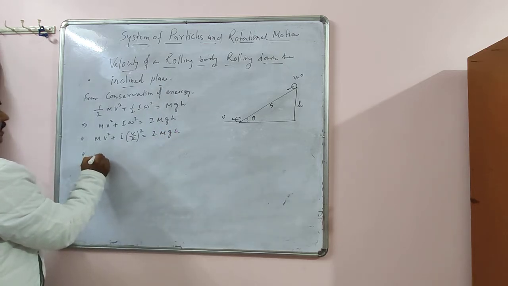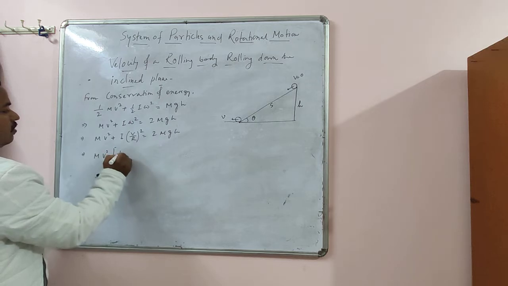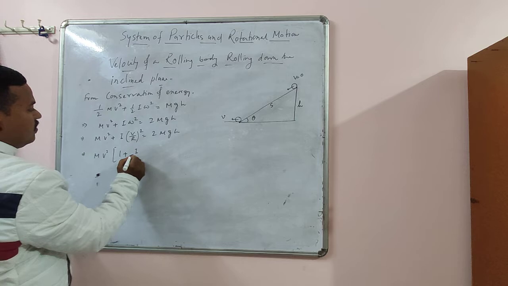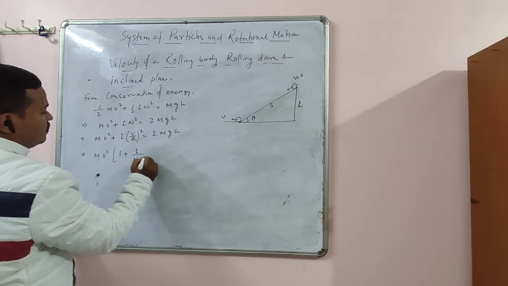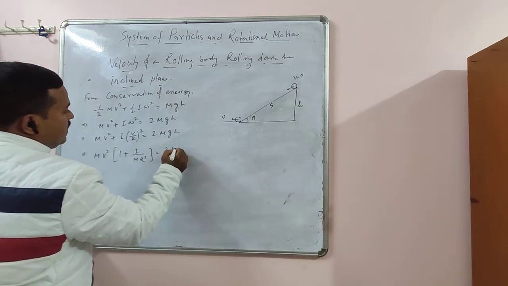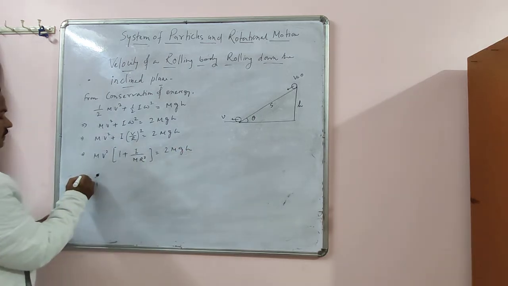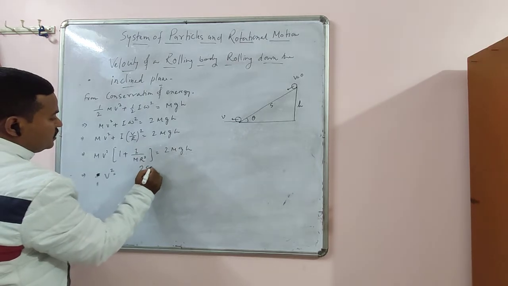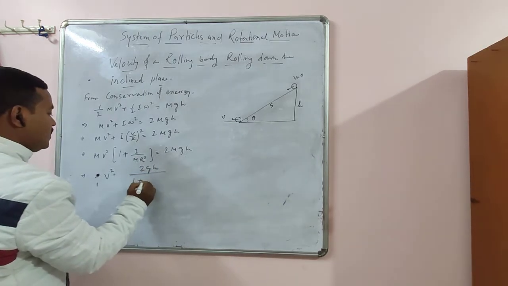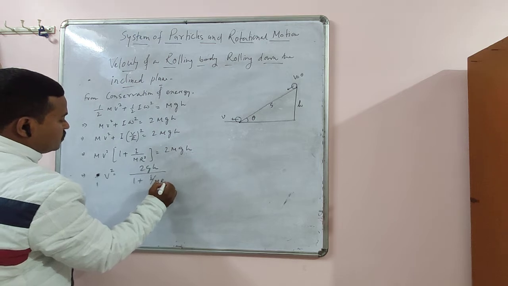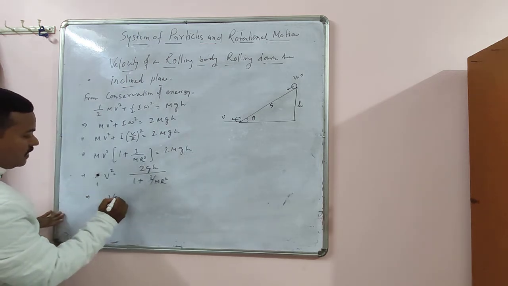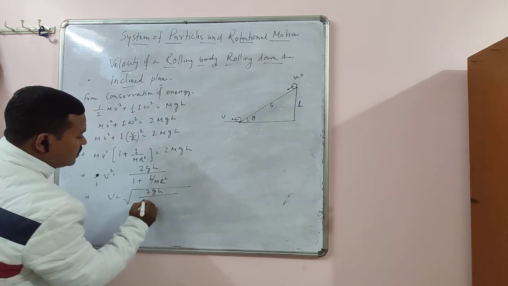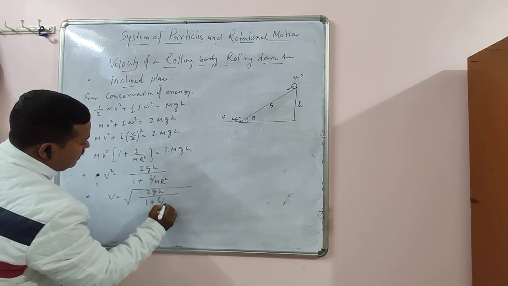From here you can take m v square common. It will be 1 plus I by m r square, equal to 2 m g h. From here v square will be, m cancels out, 2 g h by 1 plus I by m r square. So from here v you can write as root over 2 g h by 1 plus I by m r square.